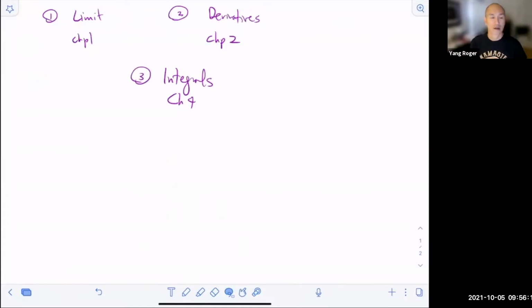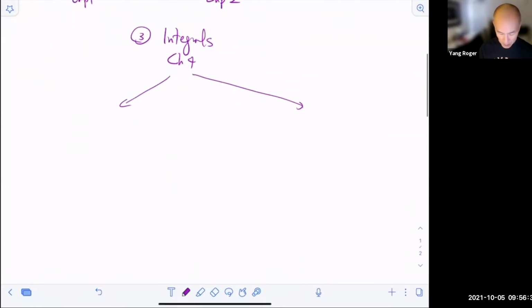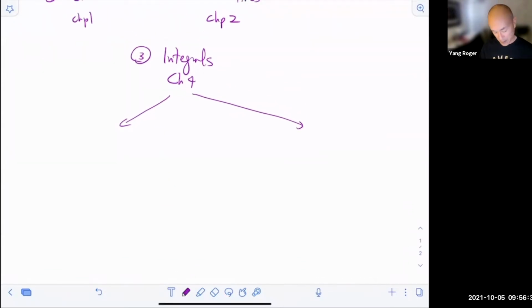Chapter 4, or rather integrals, I should say. Those really break down into two types. The first type is something called a definite integral. And this is really what section 4.1 and 4.2 is about. So this is what you watched videos on recently.